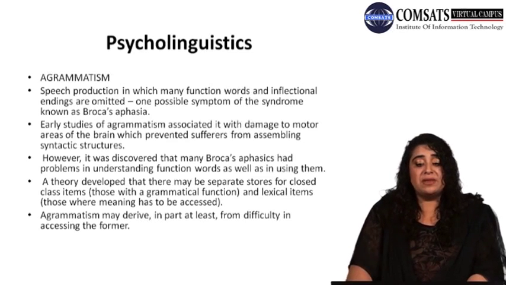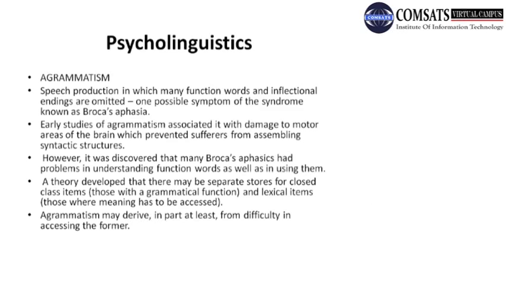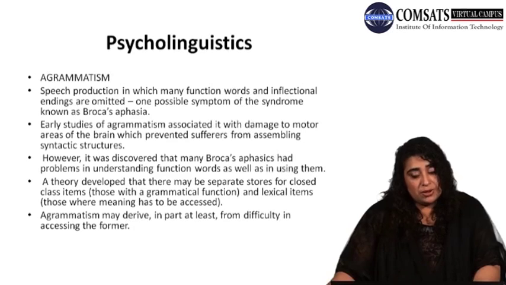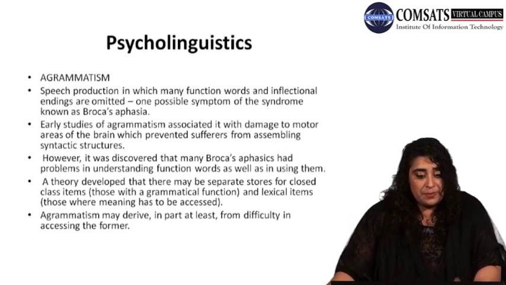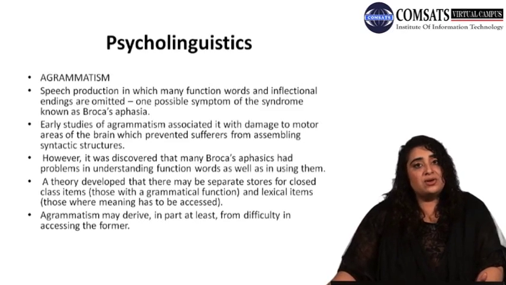So a theory developed that there may be separate stores for closed class items, those with a grammatical function, and lexical items, those where meaning has to be accessed. So a theory was developed that maybe there are separate stores in our brain where we can store the language: closed class items, those with a grammatical function, or something that relates to how we retrieve grammatical rules from our mind, and lexical items, those where meaning has to be accessed, where we need to know the words and then differentiate the meaning between them. Agrammatism may derive, in part at least, from difficulty in accessing the former. So agrammatism might be a difficulty in functioning grammatically or in retrieving lexical items.